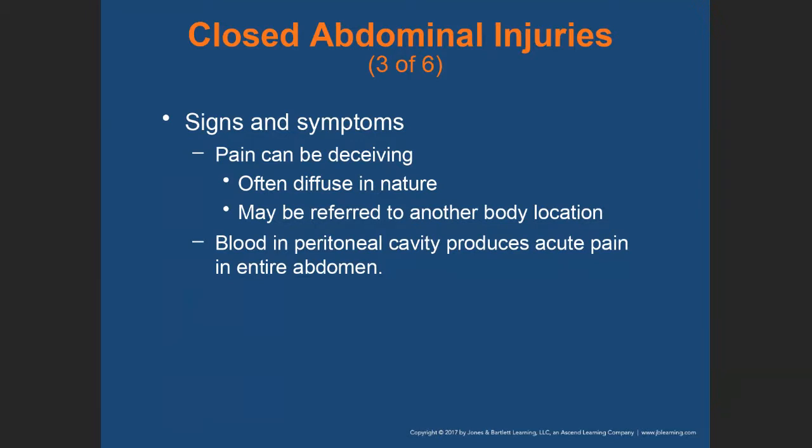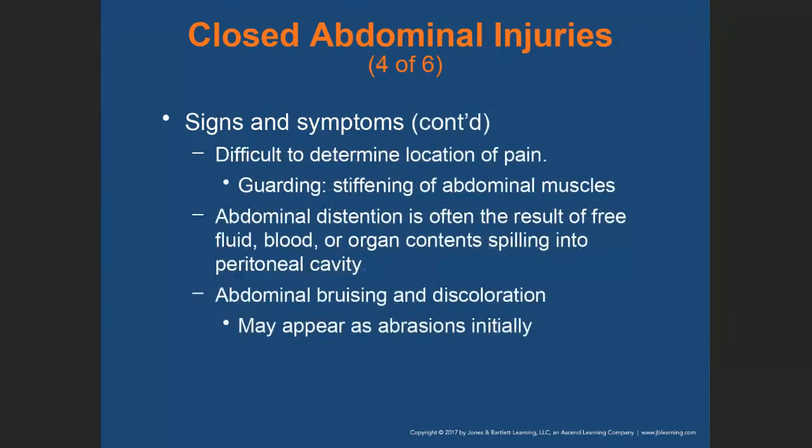Pain can be deceiving, often diffuse in nature, and may be referred to another body location. Blood in the peritoneal cavity produces acute pain in the entire abdomen. It is difficult to determine the location of pain. There will be guarding, stiffening of the abdominal muscles, or the patient is protecting the area.